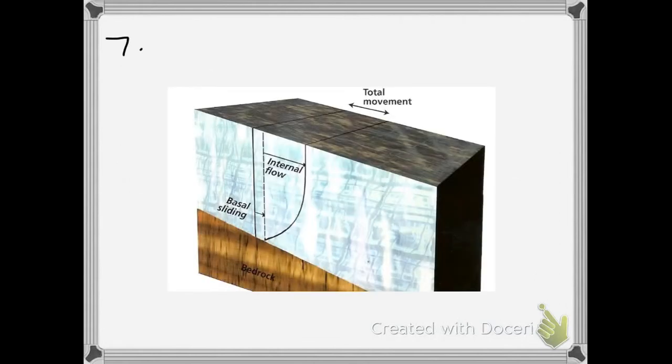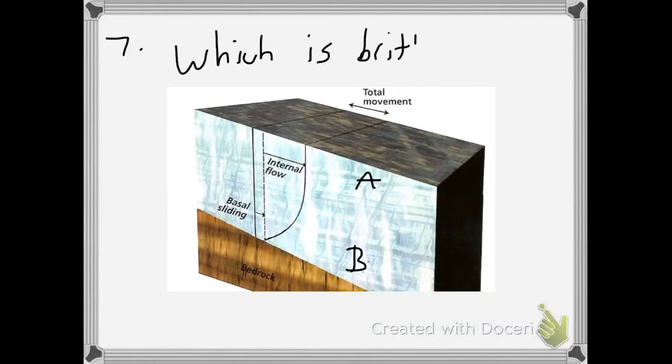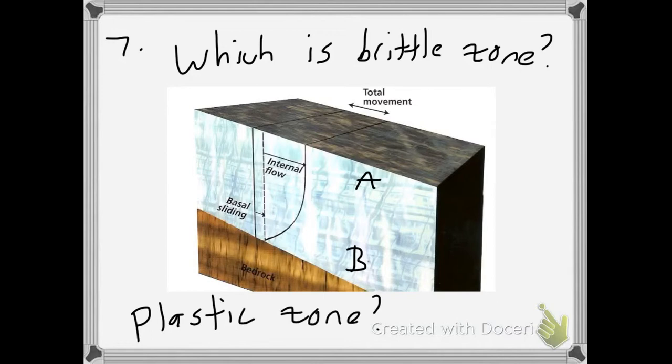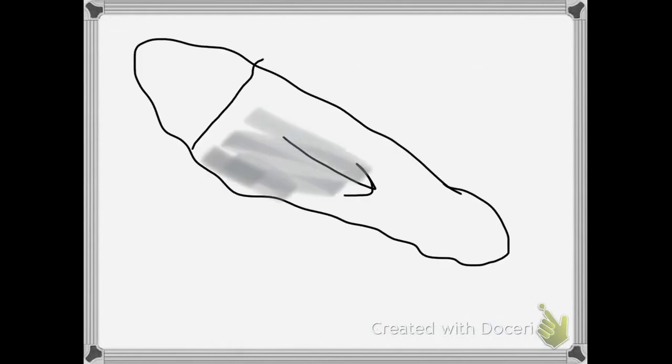Question number 7, we have a picture from your textbook, I believe. And I've labeled some zones inside of it, Zone A and Zone B. So between A and B, which is the brittle zone? A or B? Okay, that's A. And of course, which one is a plastic zone? That is labeled B. So between A and B, where are you likely to have crevasses? And that is in Zone A at the top.